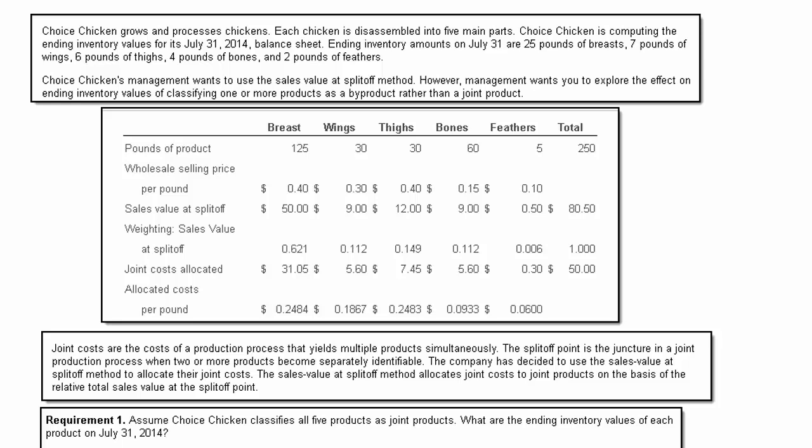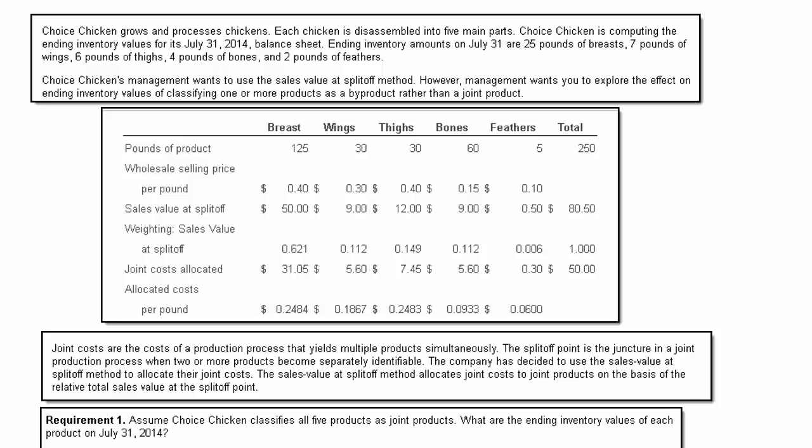All right, let's explore this sales value at the split-off method allocation problem. Choice Chicken grows and processes chickens. Each chicken is disassembled into 5 main parts. Choice Chicken is computing the ending inventory values for its July 31st, 2014 balance sheet.